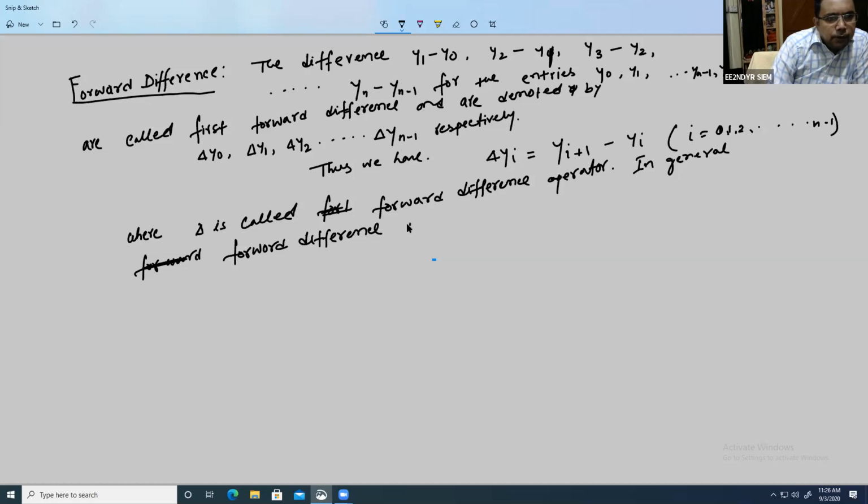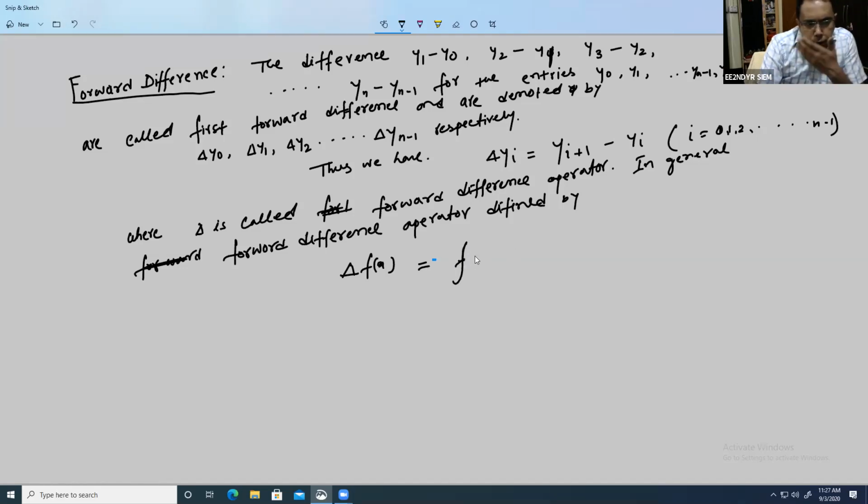Forward difference operator is defined by del f of x equals f of x plus h minus f of x. Please note this very carefully. This is the most important operator.